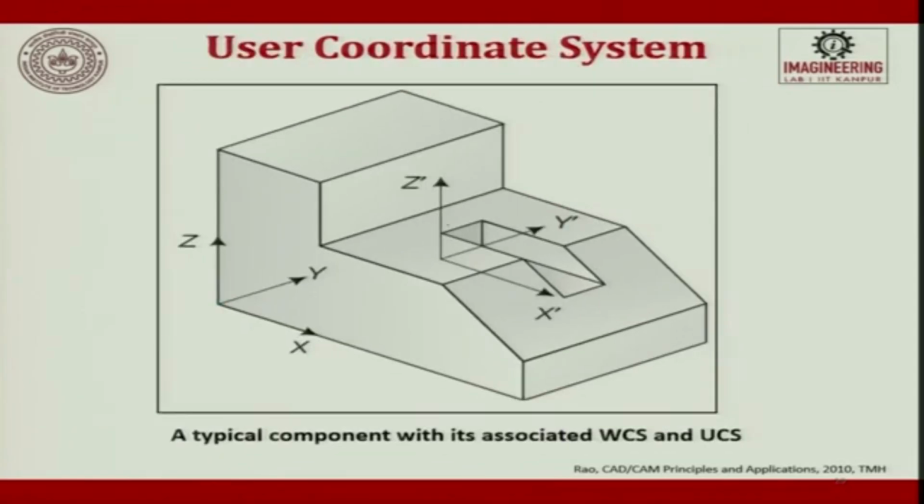Now, in this I am trying to take this point as my user coordinate system. This becomes the world coordinate system, this becomes the user coordinate system. Okay. So, now it is easy, I will draw everything with respect to this and finally, I will say what is the relationship of this with reference to this, and I can get the operation done or the product developed.